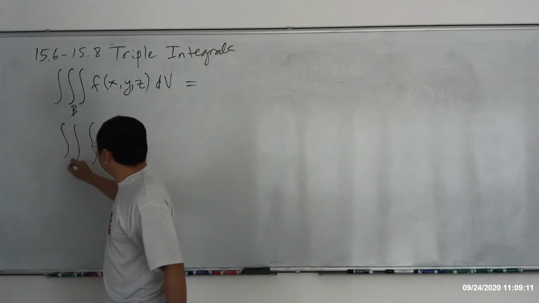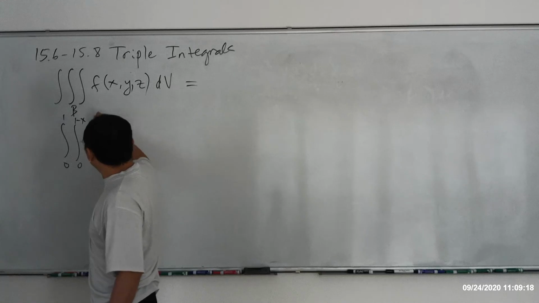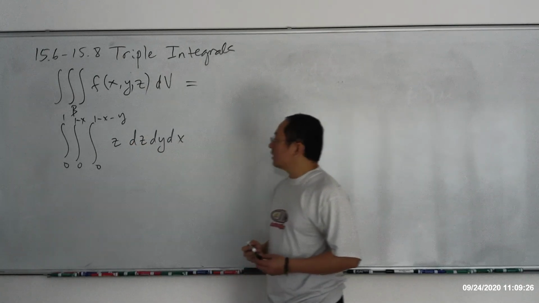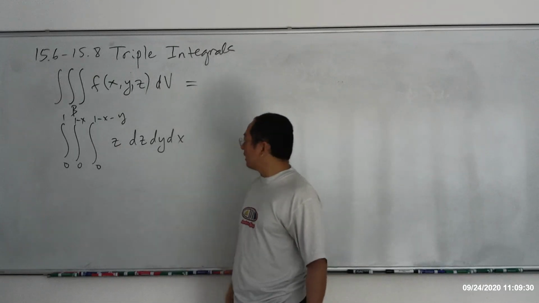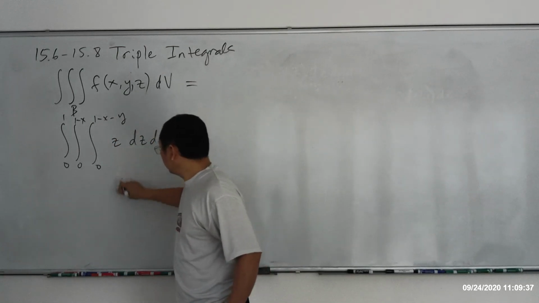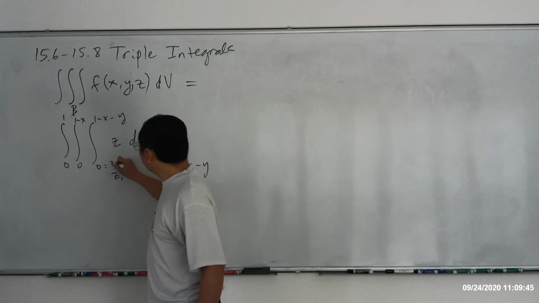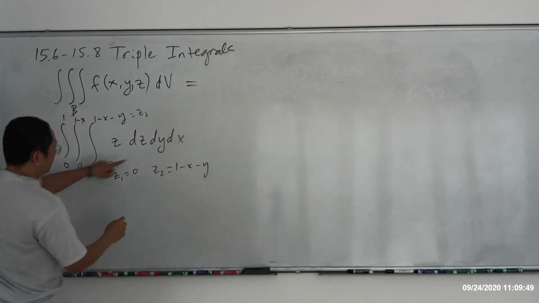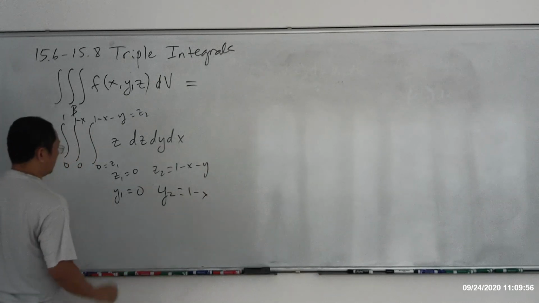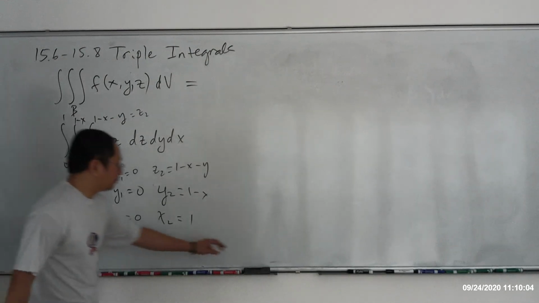Evaluate this triple integral. 0 to 1, 0 to 1 minus x, and 0 to 1 minus x minus y, z, dz, dy, dx. Okay? So you see right here, what do they mean by that? This is the function z, and z is a function in terms of x and y. So z runs from z1 equal to 0 to z2 equal to 1 minus x minus y. Then y is the middle variable: y1 equal to 0, and y2 equal to 1 minus x, and then x runs from x1 equal to 0 to x2 equal to 1. That's the minimum boundary.